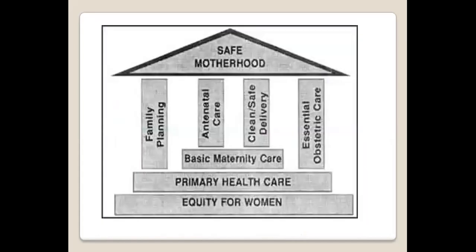If we see the traditional safe motherhood picture, safe motherhood is based on the four pillars, which are family planning, antenatal care, clean or safe delivery, and essential obstetric care. These are also the strategic interventions or pillars of safe motherhood based on primary healthcare, which is further laid upon by the equity for women, or women empowerment. The four main basic pillars presented in this conference are family planning, antenatal care, clean or safe delivery, essential obstetric care.